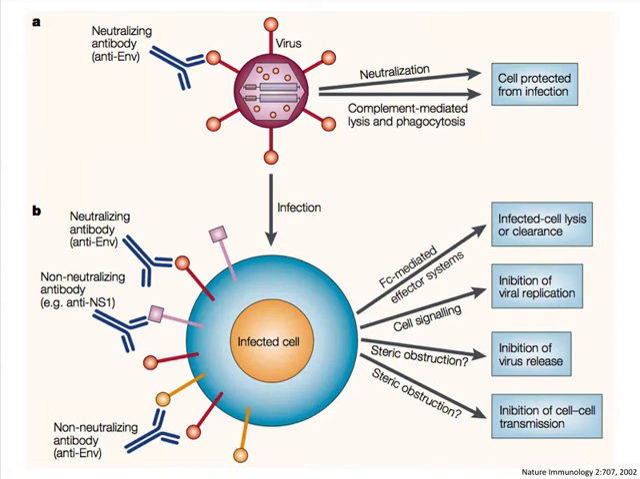And that's summarized at the top here. Here's the schematic of a virus. We have a neutralizing antibody, which is protecting the cell from infection. There are other ways these antibodies can work, and I want to tell you about those. One is shown here as complement-mediated lysis and phagocytosis.